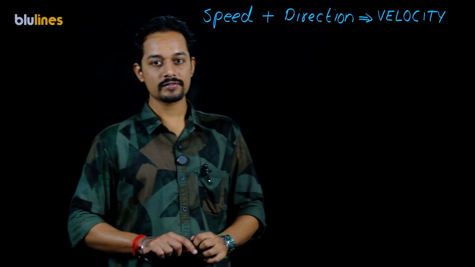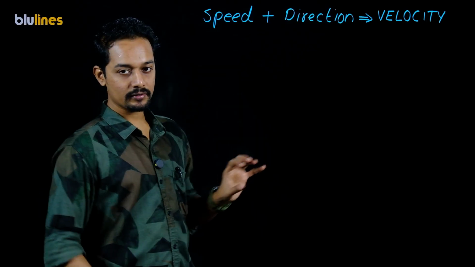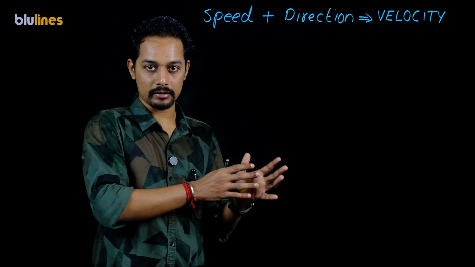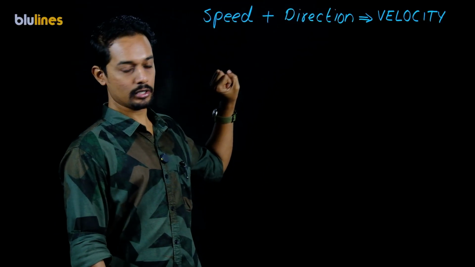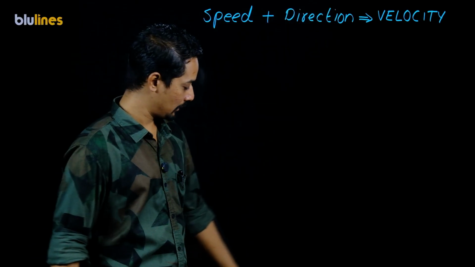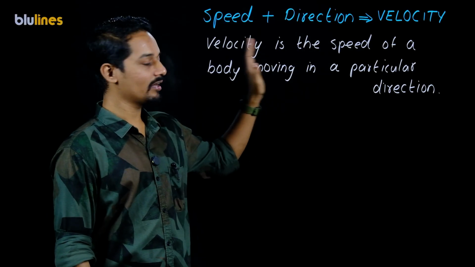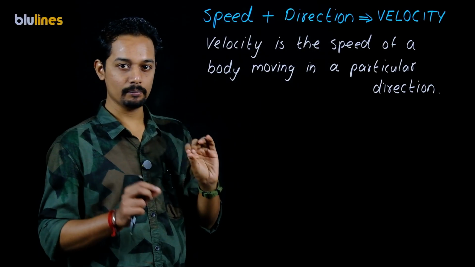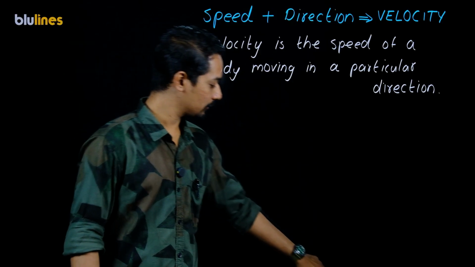Now, let's introduce another quantity called velocity. Speed, we know, is just the number, like the last problem we have seen, 6 km per hour. If I add direction to this speed, we get a new quantity which is called velocity. So velocity is the speed of a body moving in a particular direction.